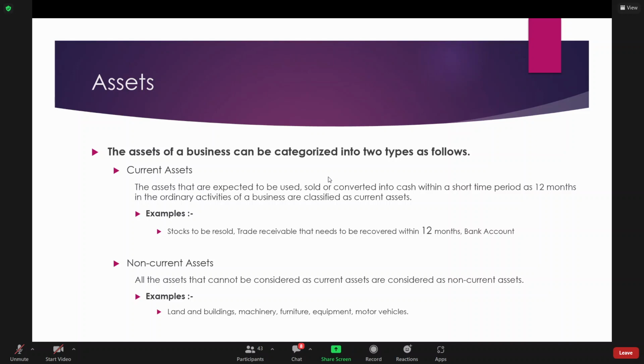For Singer, they have purchased this refrigerator for selling purpose. And it is part of their stocks. It's a current asset. But for Shanta Stores, refrigerator will provide economic benefit for years to come. And it is a non-current asset. Clear.